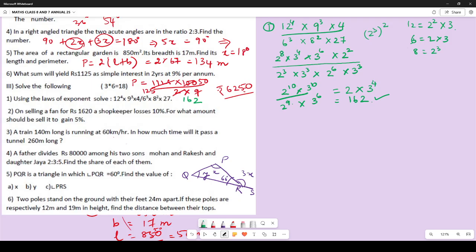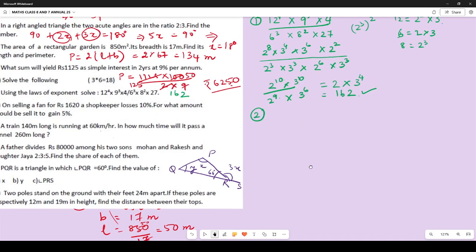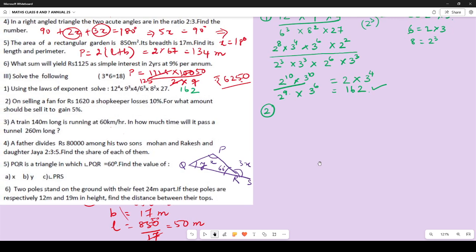Alright. Now selling a fan for rupees 1620, a shopkeeper loses 10%. Okay, so let us check this question. So what they are saying over here is that a fan is sold and the shopkeeper loses.